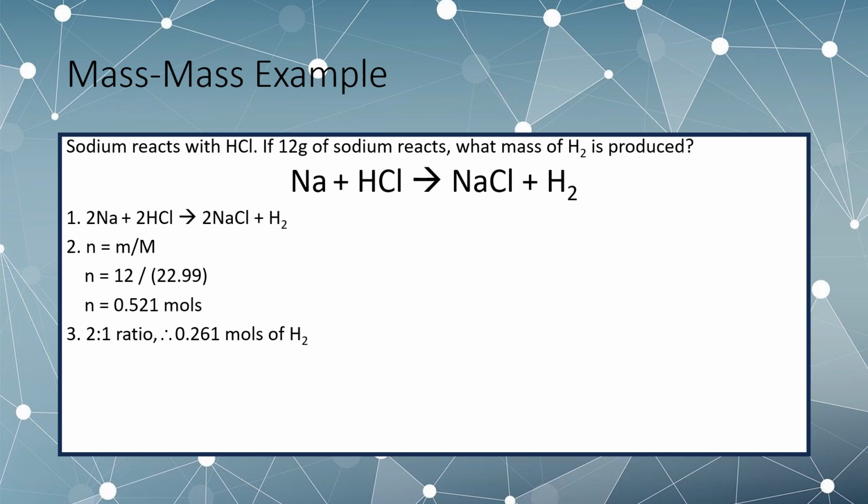So once again, using n is equal to mass over molar mass, we rearrange for our mass, so our mass will be equal to our molar mass multiplied by our number of moles. In this case, our number of moles is 0.261 multiplied by 1.008 times 2, so our mass equals 0.526 grams.